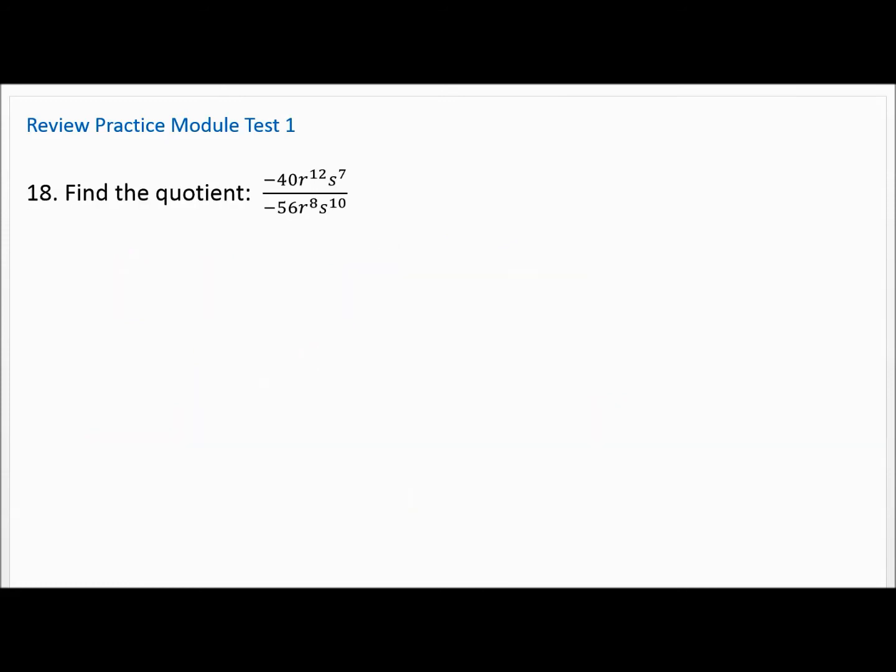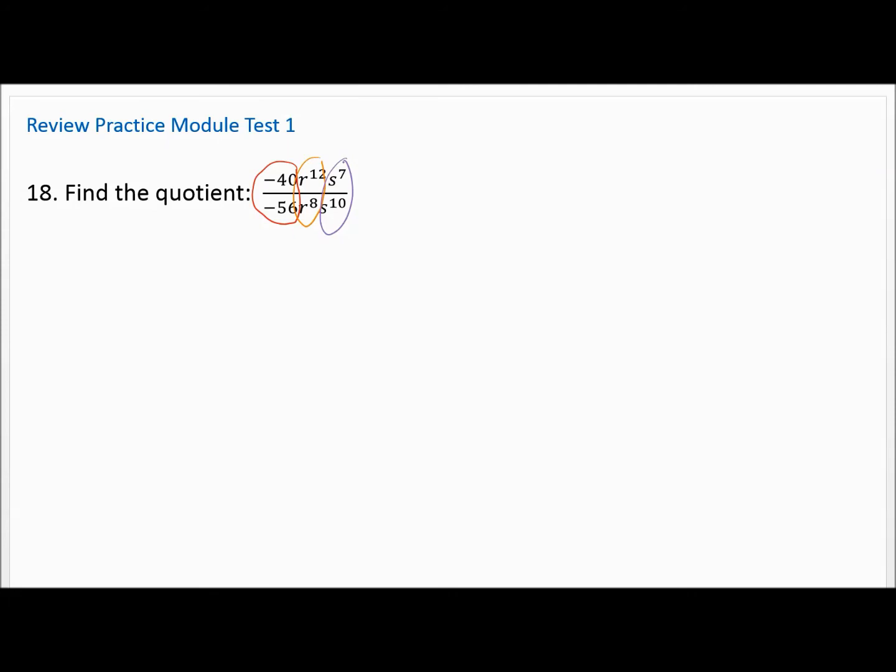All right, problem 18, it says find the quotient. What does that mean? It means we're dividing, but you can tell we're dividing because you have a fraction. Anytime you have a fraction, you're dividing. Do I need long division? No, absolutely not. You don't have any addition or subtraction in the denominator. Do I split this up into separate fractions? Well, no, because you don't have any addition or subtraction in the numerator. This is one single fraction. You simplify the number part, you simplify the r's, and you simplify the s's, almost like it's three separate problems.